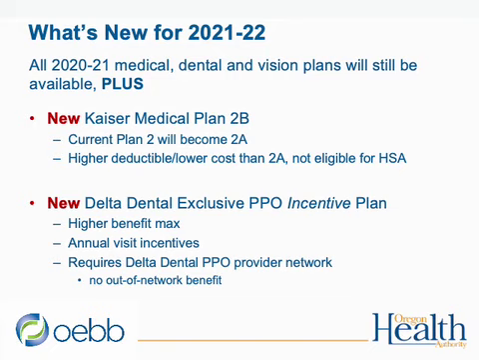The new Delta Dental Plan will be called the Exclusive PPO Incentive Plan. As you can tell by the name, it uses the exclusive Delta Dental PPO network, and it also offers an incentive benefit structure similar to Plans 1 and 5. This plan has a higher benefit maximum than the other Delta dental plans, and if a member visits their dentist at least once per year, their benefit will increase each year up to a maximum of 100%, but they will be required to use that exclusive provider network. There is no benefit if they go out of network. Each of the carriers will discuss their new plans in detail in their own presentations.